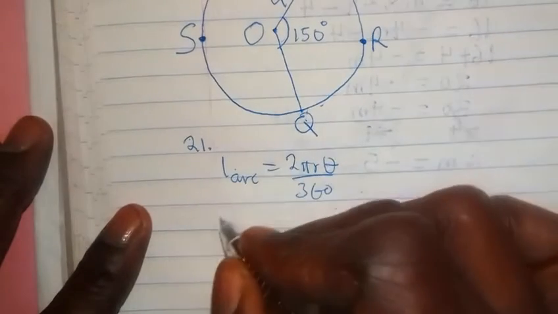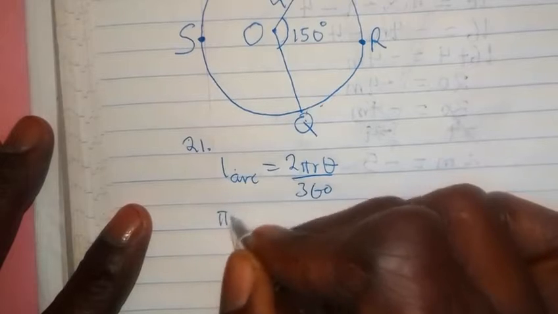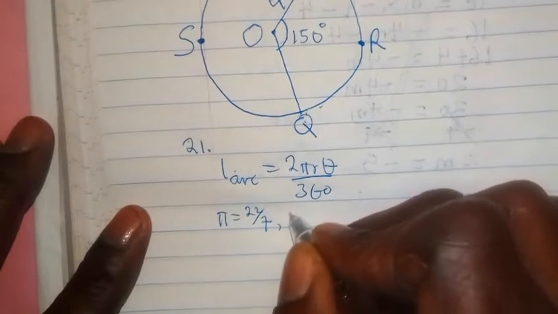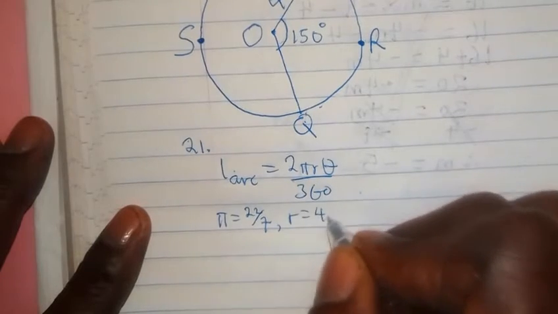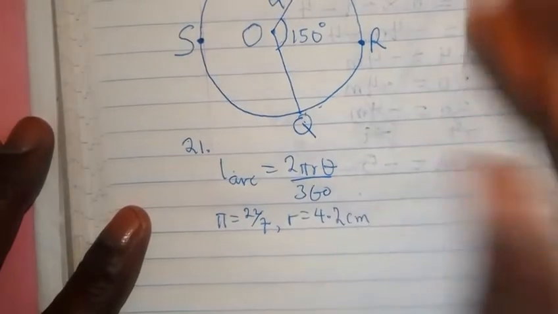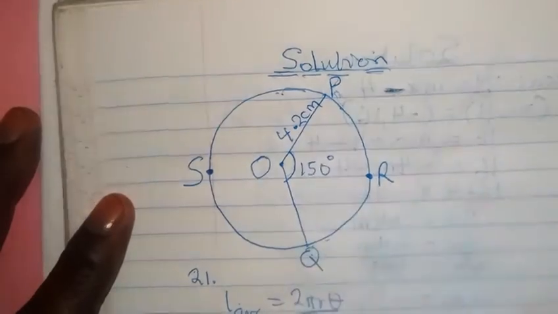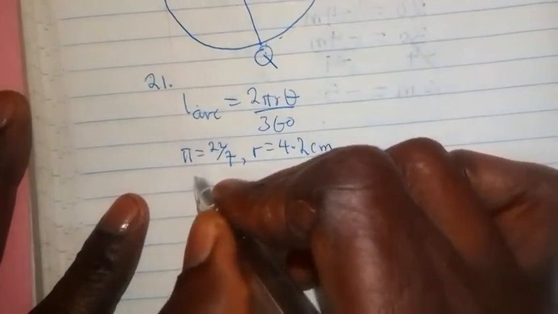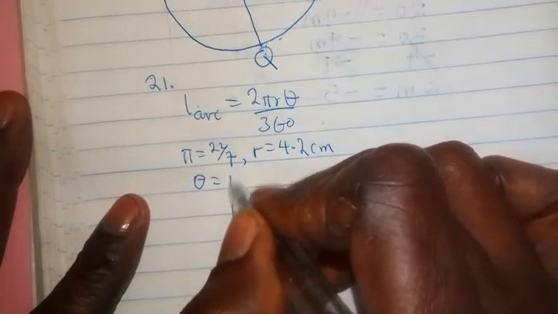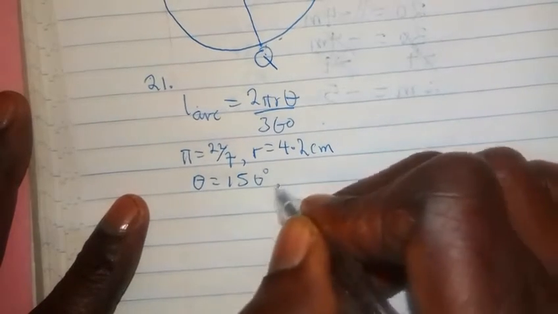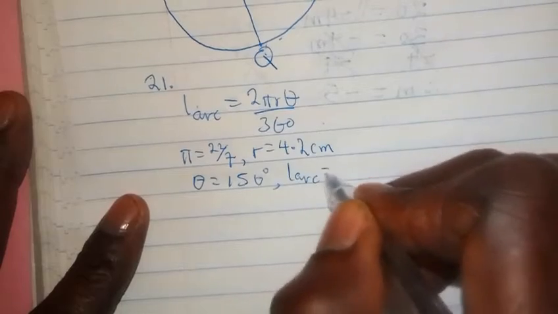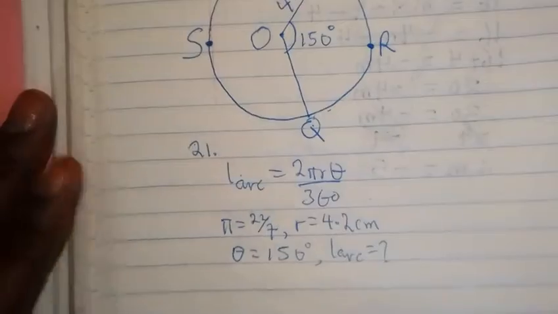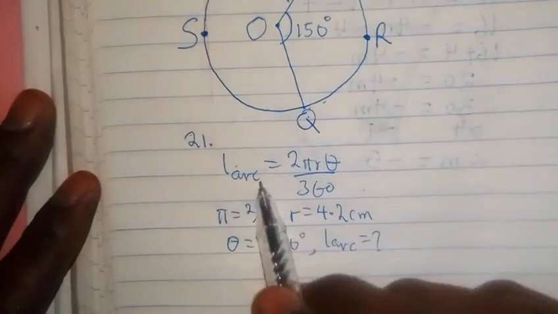Now, what this means is that our pi is given to us as 22 upon 7. Then our radius is 4.2 centimeters, as you can see here, that's the radius. And then if you go further, you will see that the angle theta is given to us as 150 degrees. Then we are looking for the length of arc according to the question. So what we have to do at this point is to plug all these values into the formula.